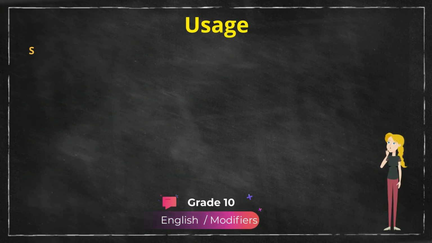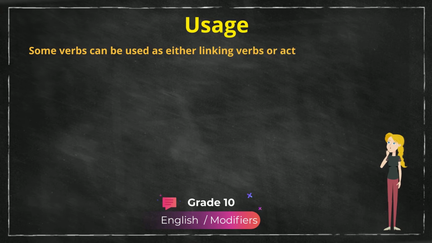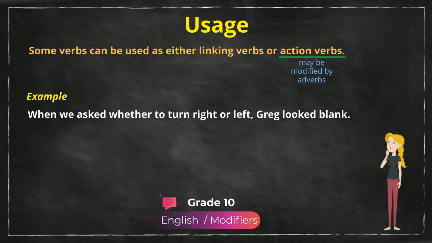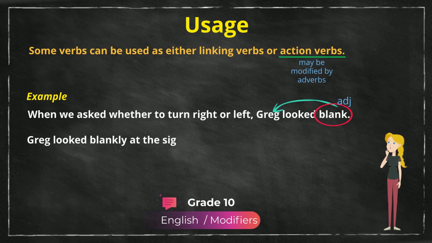Note, some verbs can be used as either linking verbs or action verbs. As action verbs, they may be modified by adverbs. For example, when we asked whether to turn right or left, Greg looked blank. Blank modifies the noun Greg, which makes it an adjective. While in the sentence, Greg looked blankly at the sign, blankly modifies the action verb looked, which makes it an adverb.